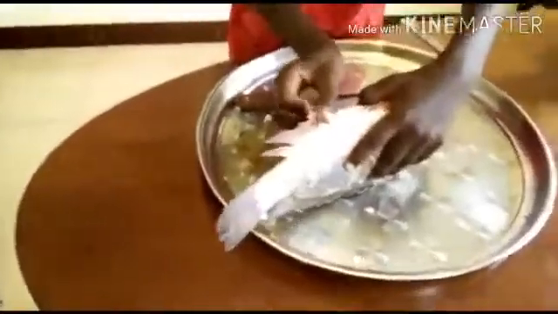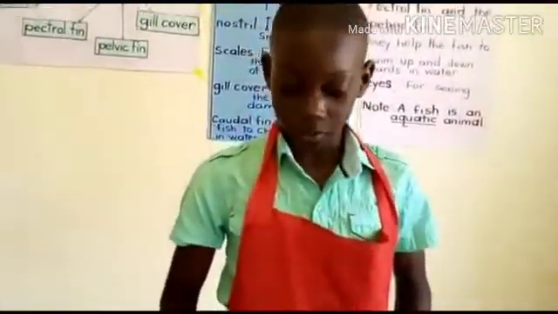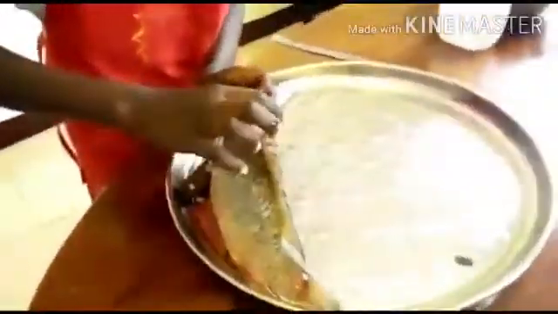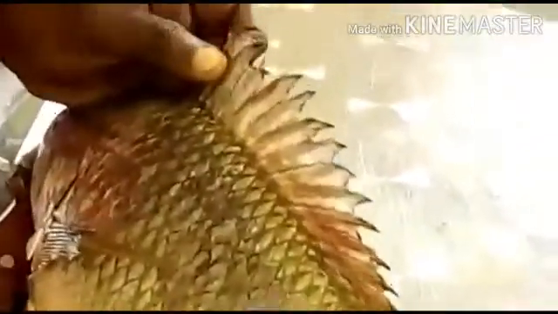The anal fin. As we said, the anal fin is used to stabilize while swimming and is used to reduce and increase speed. The tail fin. It is used to change different directions while swimming. This is the dorsal fin, as you see it here. It is used for protection.